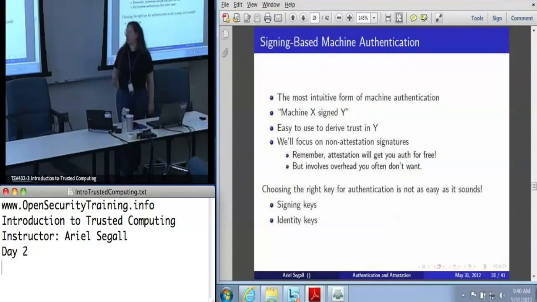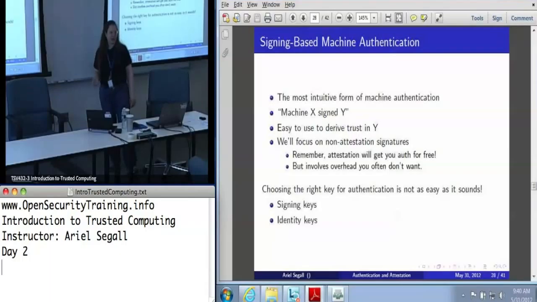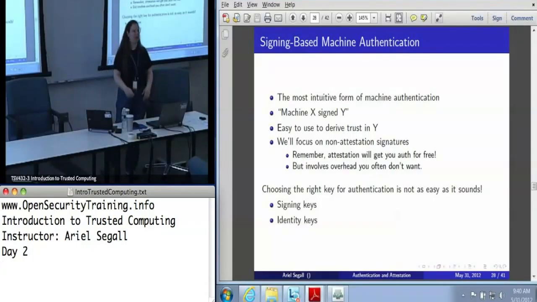Signing-based machine authentication is what most people think of if they are told, how do I identify a machine? They think, well, have that machine sign some data, and we know the data came from that machine. This is great if you want to establish that this data passed through that machine. I will note, this is not quite the same as origination, but you at least know it came from that machine, even if you don't know that that machine actually created it.